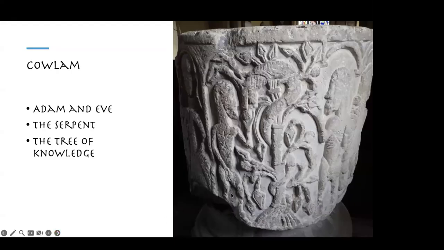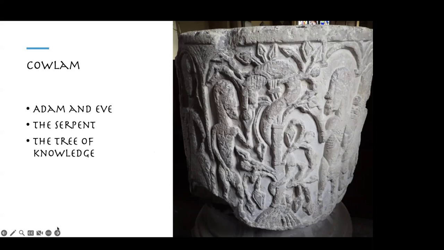So Adam and Eve and the serpent and the tree of knowledge. This is a very, very common motif on fonts for obvious reasons. This was the genesis of the human race. This is where human life began. A font would be the place to put it because this is where your Christian life begins. So there's Eve with the apple, and Adam on the other side. There is the tree, the foliate carving, and here is the serpent.